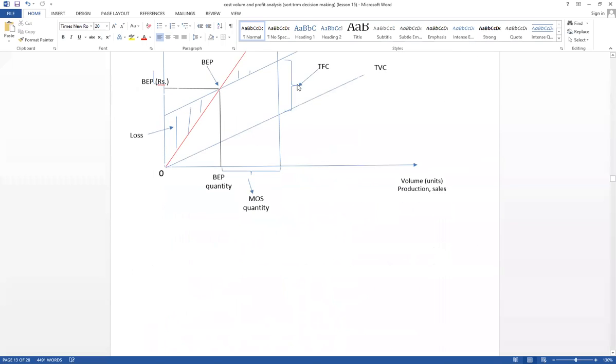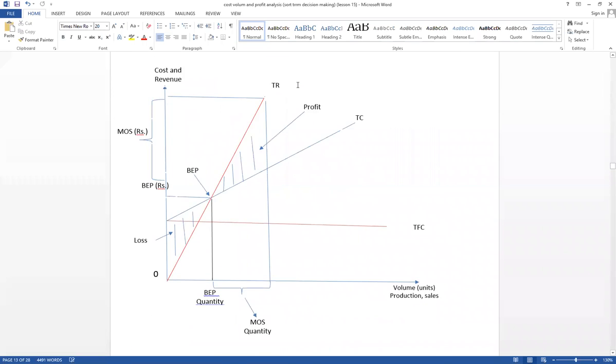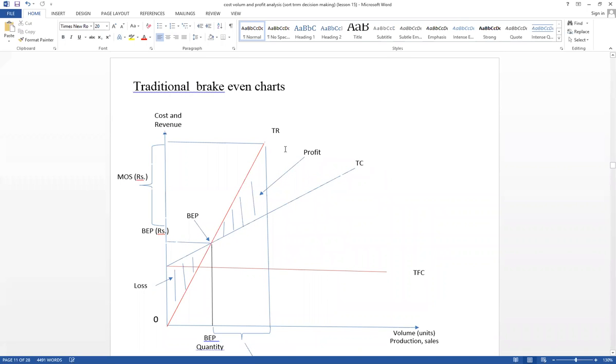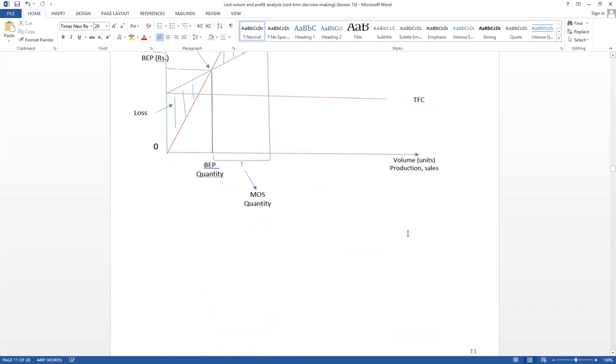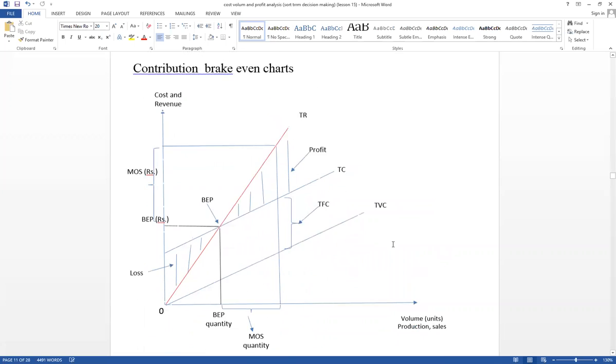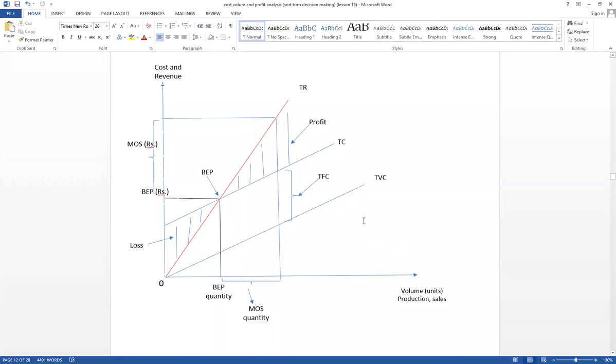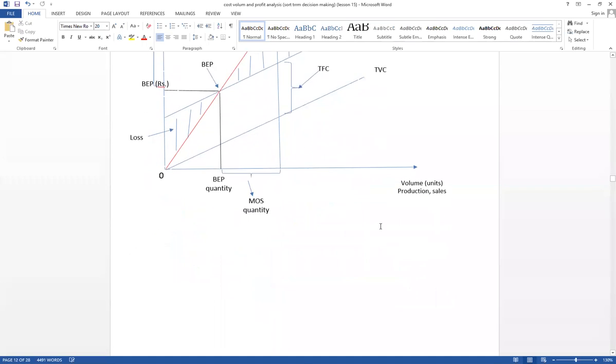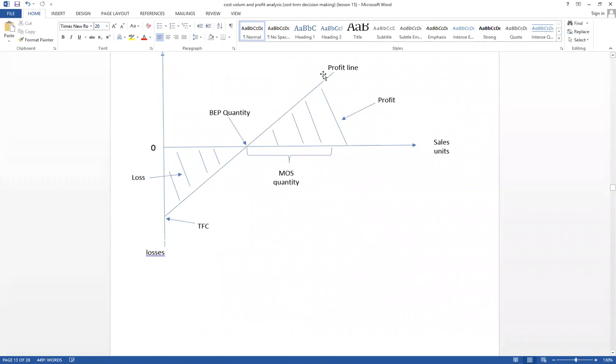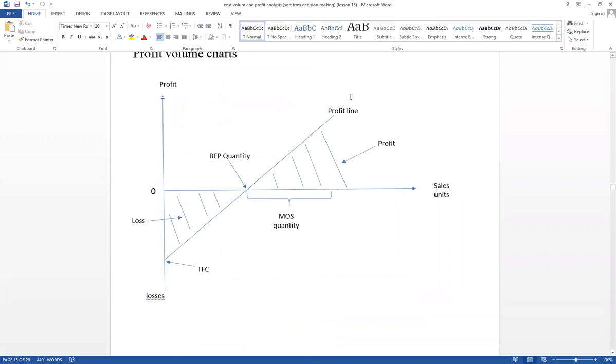This is the traditional break-even point chart we have discussed. Think about total revenue, total cost, and total fixed cost available. But in contribution break-even point charts, total fixed cost line is not available. Total revenue, total cost, as well as total variable cost available. But in profit volume charts, there is no total cost and total revenue. It has available profit line.